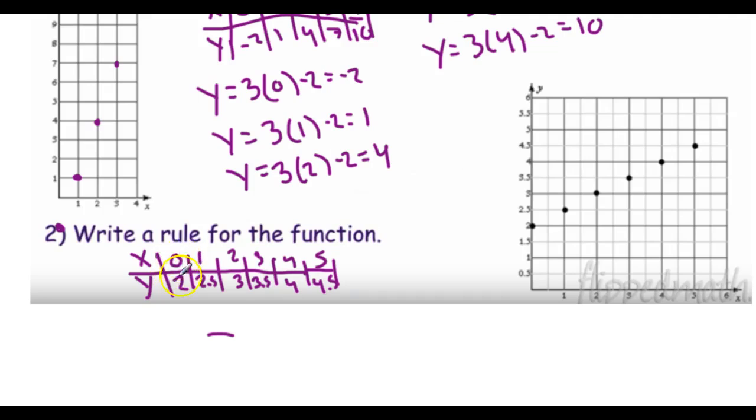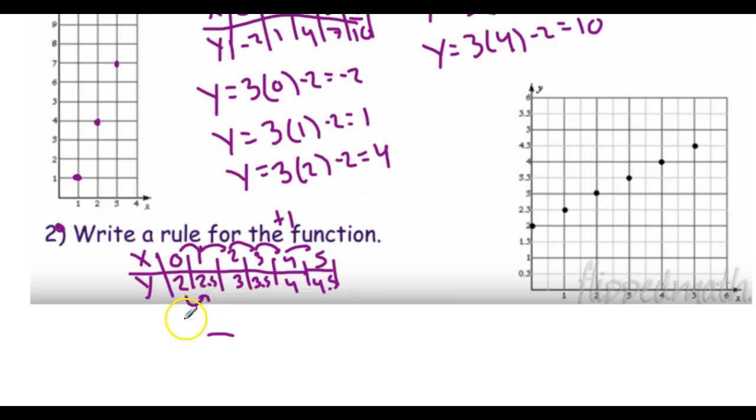So let's see. We're going to try the easy ones first. 0 plus 2 is 2. 1 plus 2 is 3. So I'm not adding. You can't multiply anything by 0 to get 2. So it looks like we need to do 2 different things. First we check the x's. Those are all going up by 1. So we can look at the y's and see what they're increasing by.